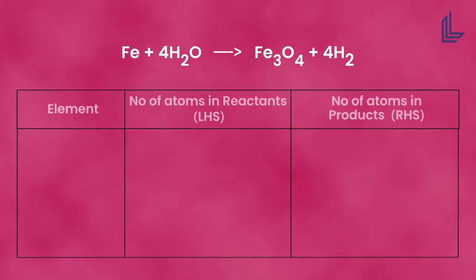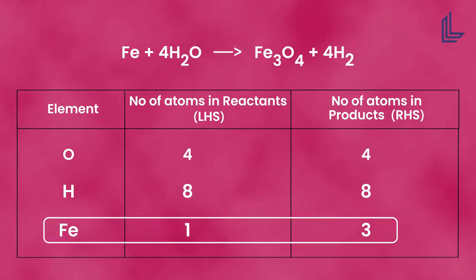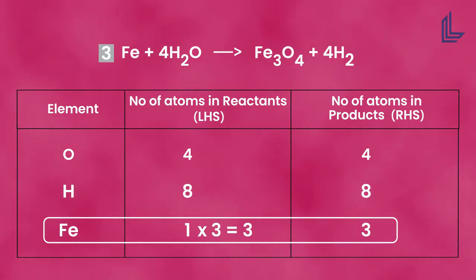The last element which needs to be balanced is iron. Now as you can see, for iron, we have 1 atom of iron on the reactant side, but we have 3 atoms of iron on the product side, right? So as we have done earlier, we'll write 3 outside of iron on the reactant side. So now we have 3 atoms of iron on the reactant side and 3 atoms of iron on the product side. So now this is fairly balanced.